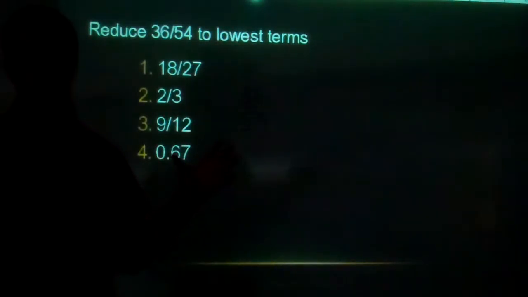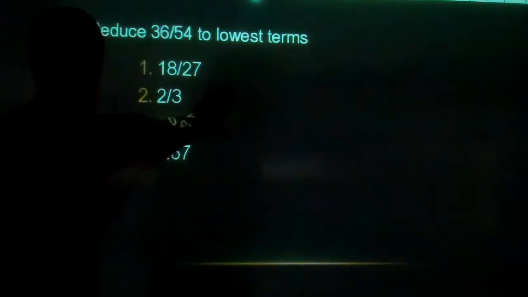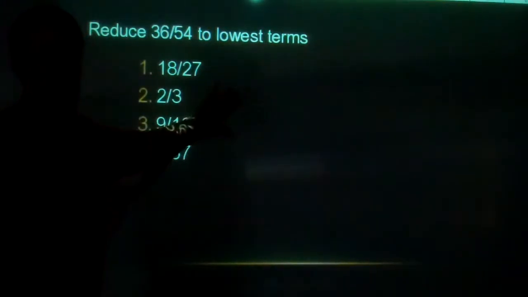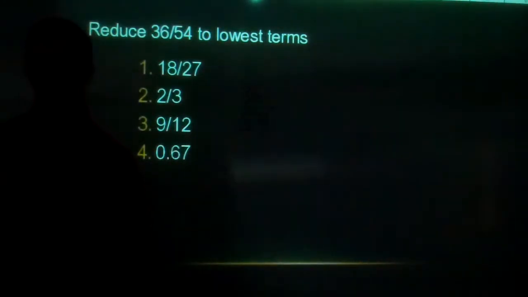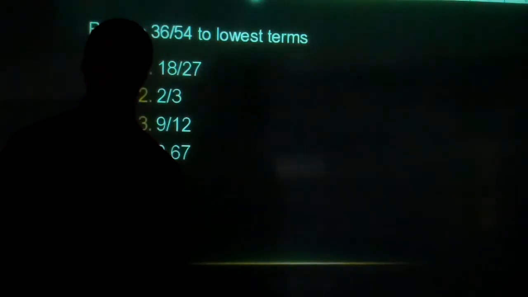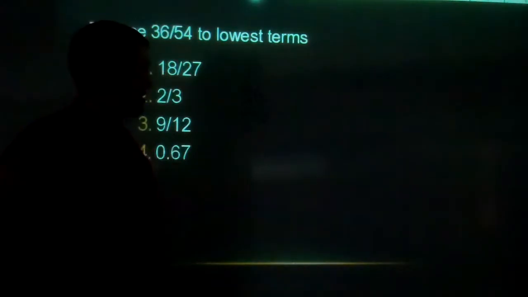But if you're not sure where to start, you can always start, at least with these two, they're both even numbers. You can start dividing by 2 if you would like to. That's one option. But if you go that route, you'll probably have to end up dividing again later because you won't be in your lowest terms quite yet.